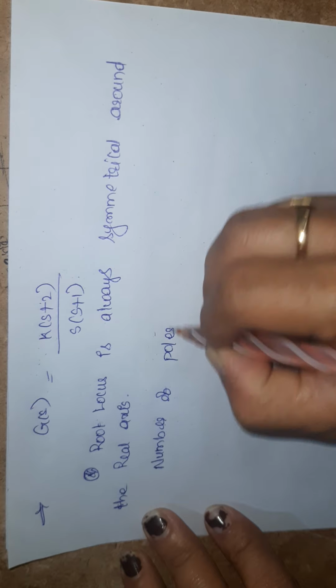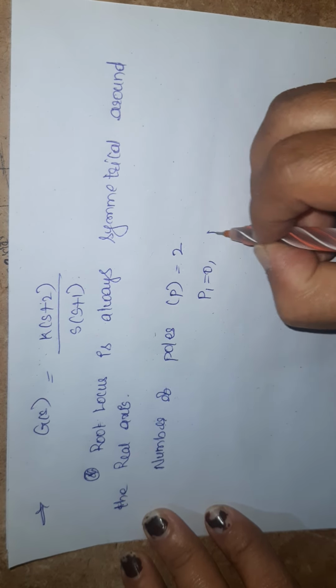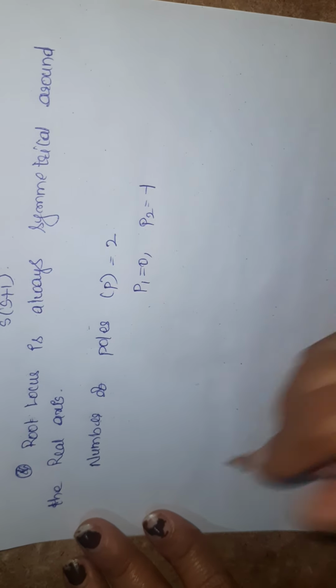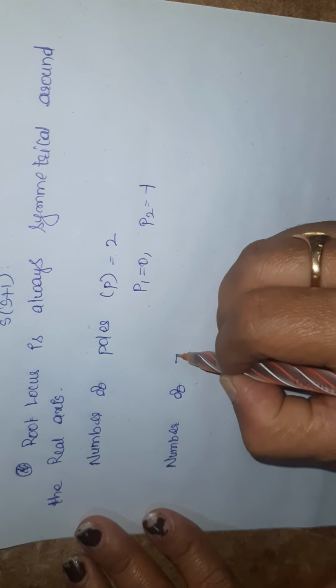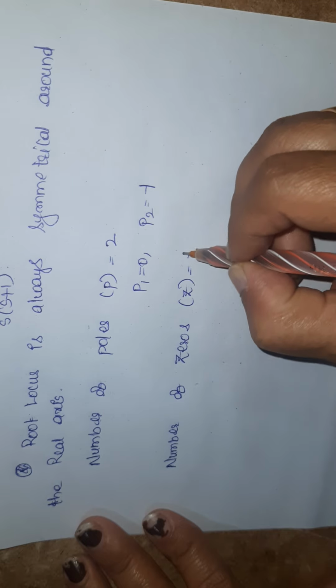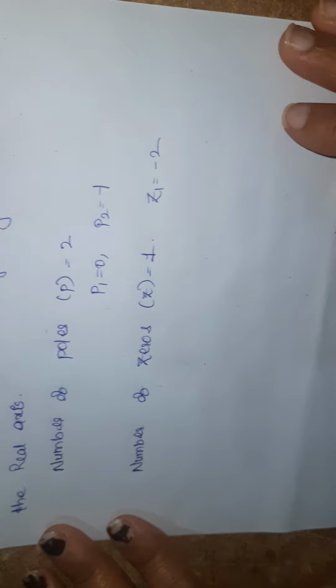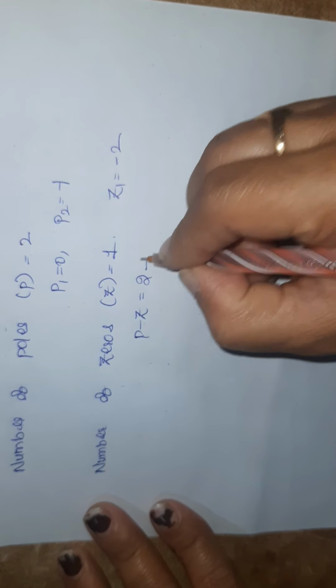poles P is equal to 2. P1 is 0, P2 is minus 1. Every time you have to write like this. Okay, number of zeros Z is equal to 1. So Z1 is equal to minus 2. Next, P minus Z is equal to 1.